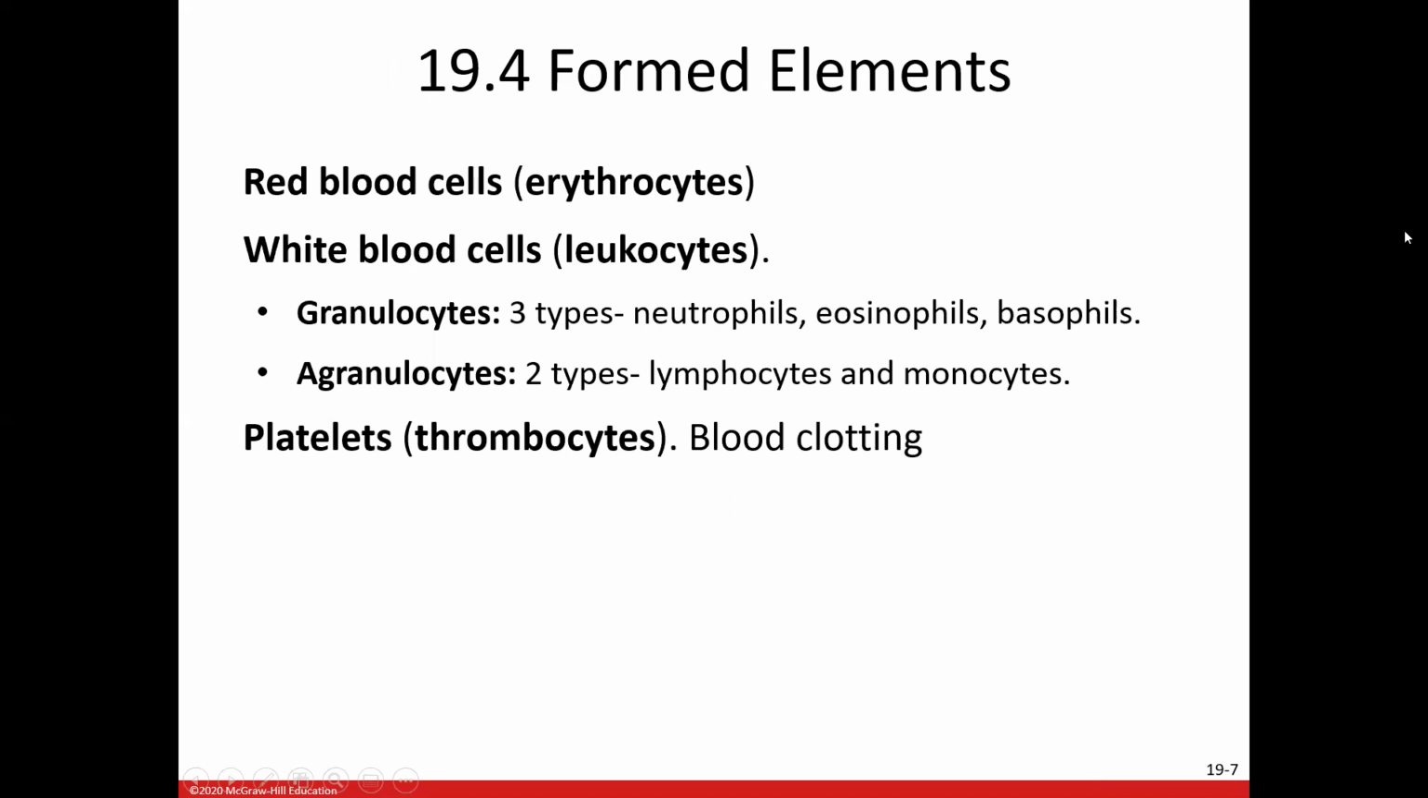All right, so with our formed elements, again, this is the living components of blood. You have three different blood cell types. You have your red blood cells, which are also called your erythrocytes, your white blood cells, which are called your leukocytes, and then your platelets, which are called your thrombocytes. So your red blood cells are responsible for carrying oxygen from the lungs to the tissues. Your white blood cells primarily are responsible for your immune system, so again, defending the body against foreign invaders.